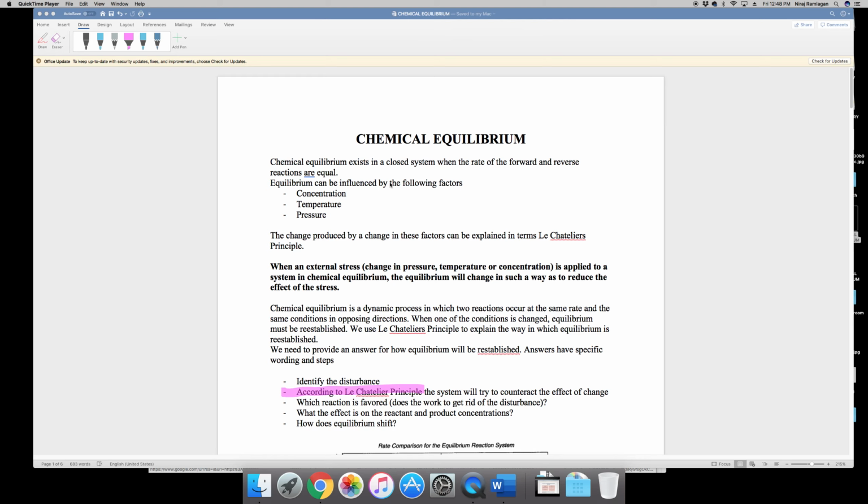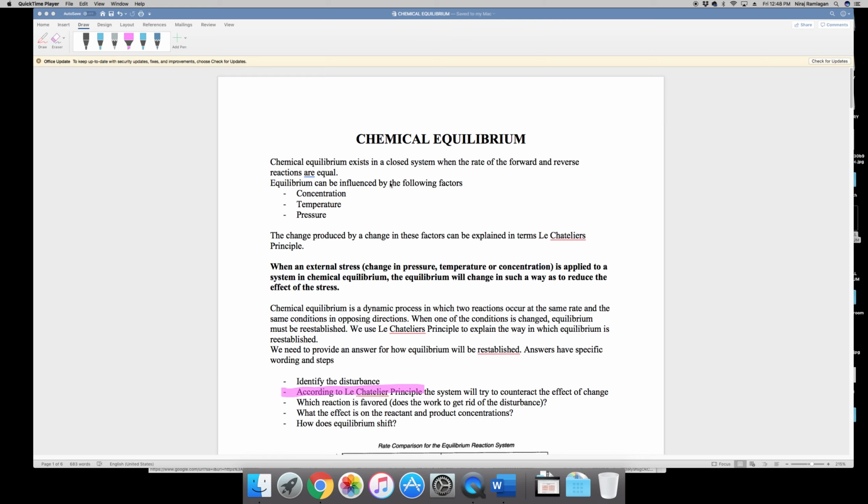Remember, when we change the equilibrium, it's like you've got weights on a scale and you change the balance of the scale. So the scale tries to rebalance itself. And the same thing happens in a chemical reaction. It will try to rebalance itself so that it reaches a state of equilibrium again.